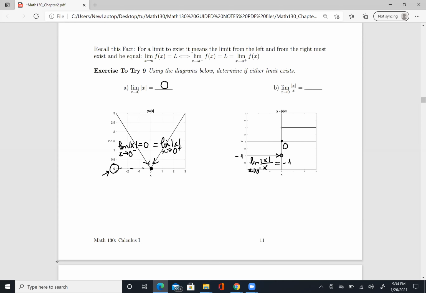Okay, now let's try the right-hand side. This is the limit of the absolute value of x over x when x goes to 0 from the right-hand side. Okay, so you can see it tries to go to this point, this value.